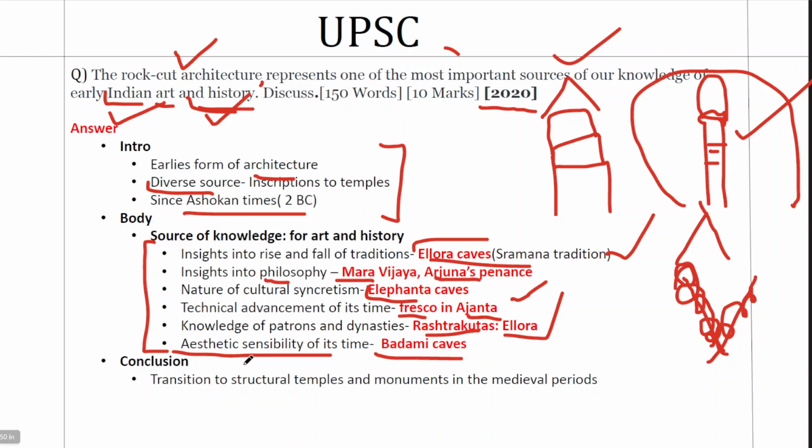Whatever is marked in red here, these are value additions and examples for your answer, and this is the analytical part of the answer. We'll conclude this answer by talking about the transition to structural temples and monuments in the medieval period. So I told you about rock-cut architecture in the beginning.